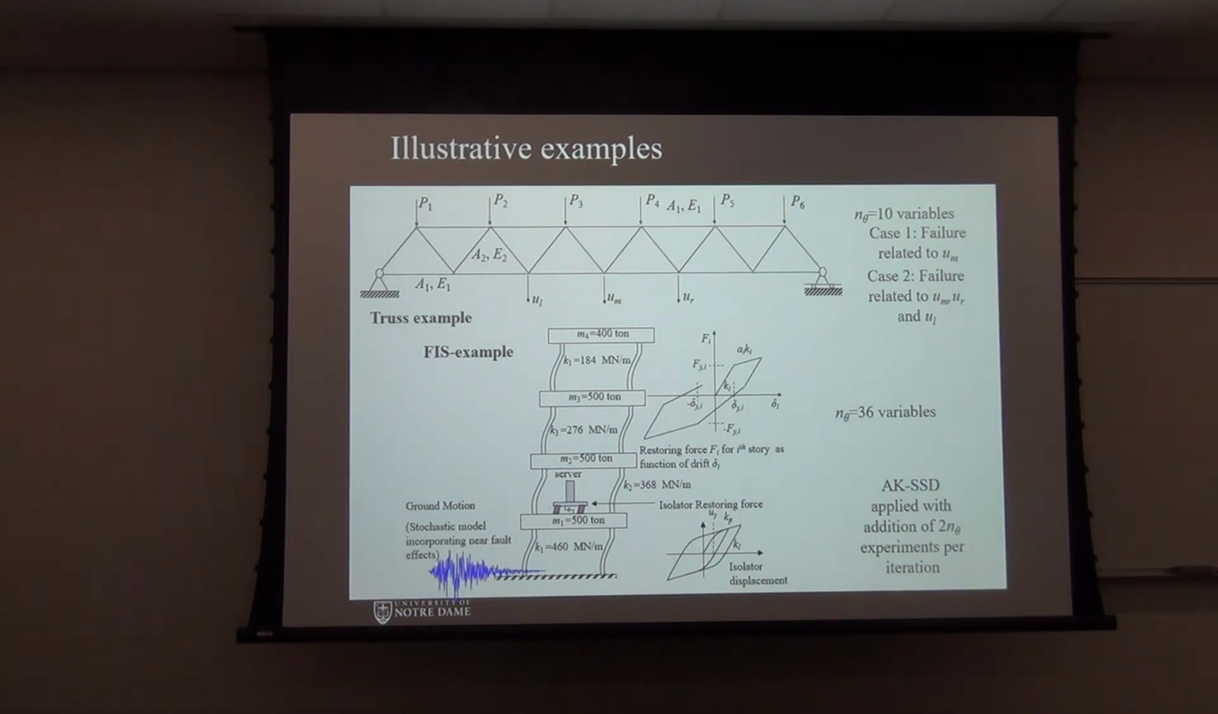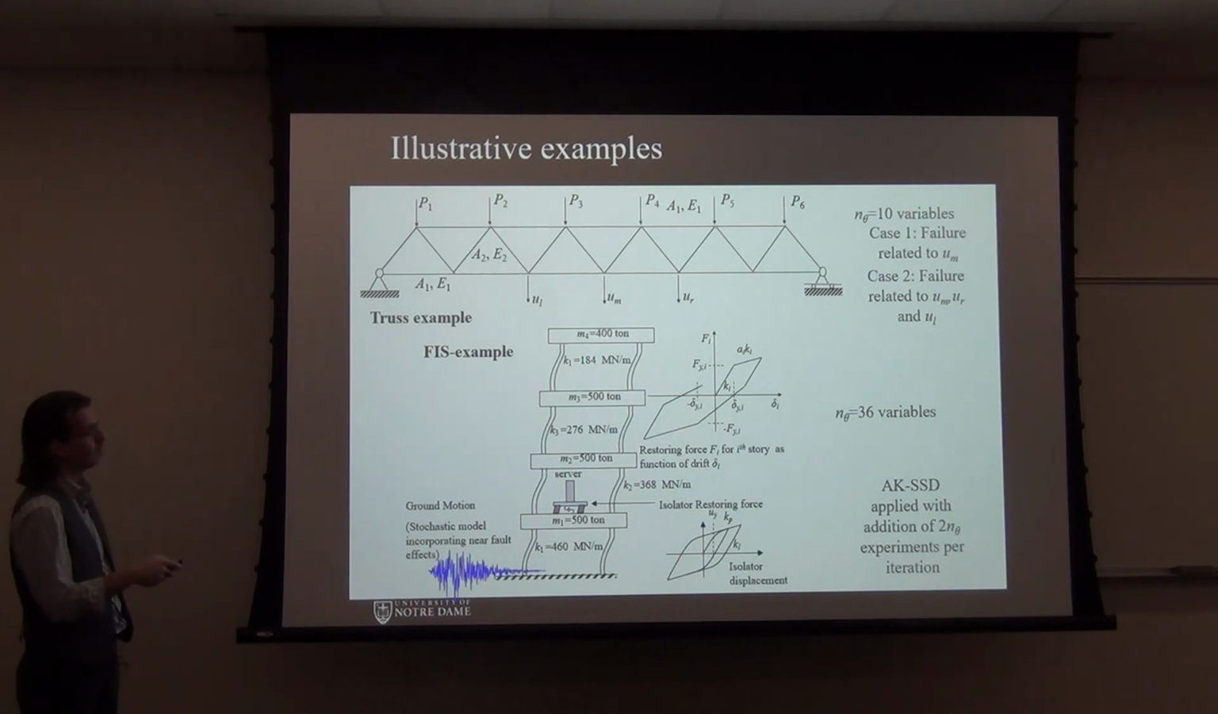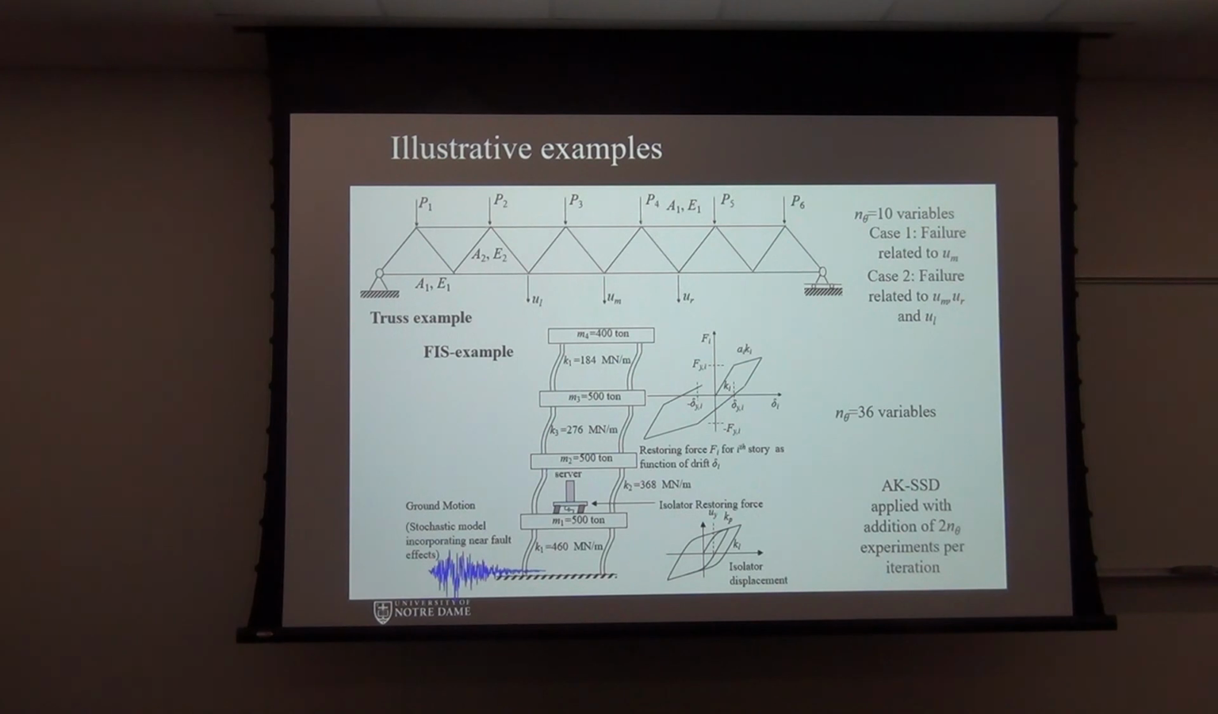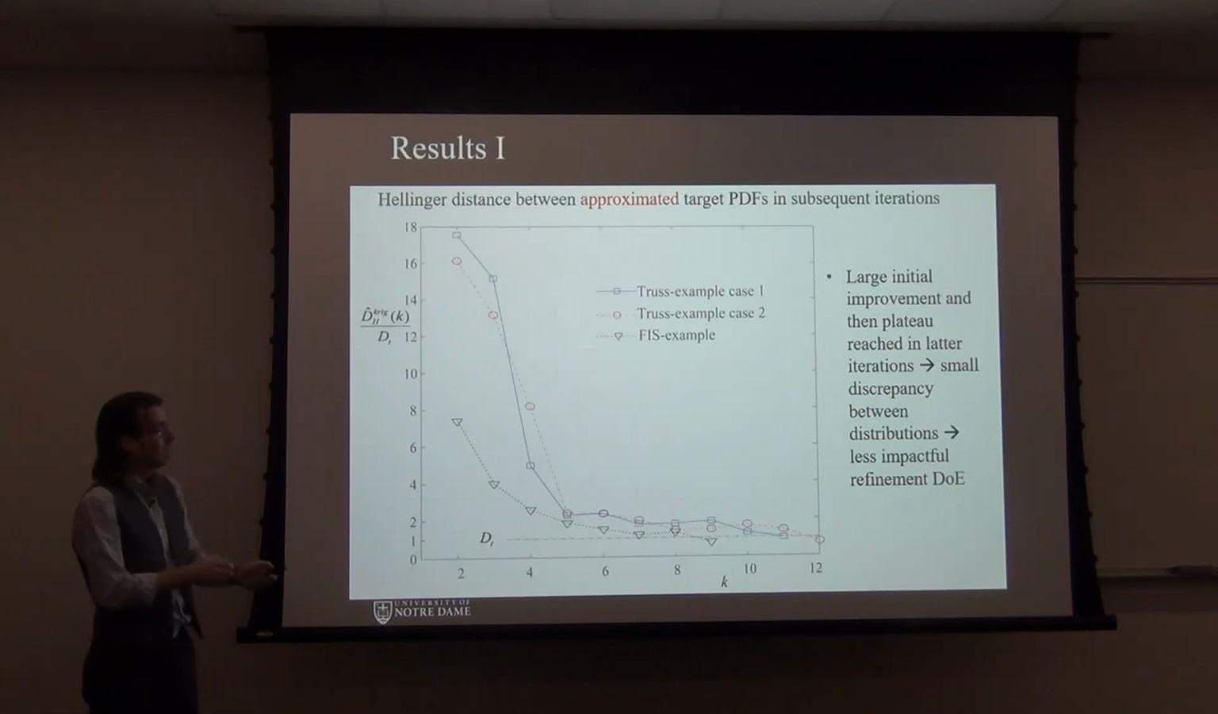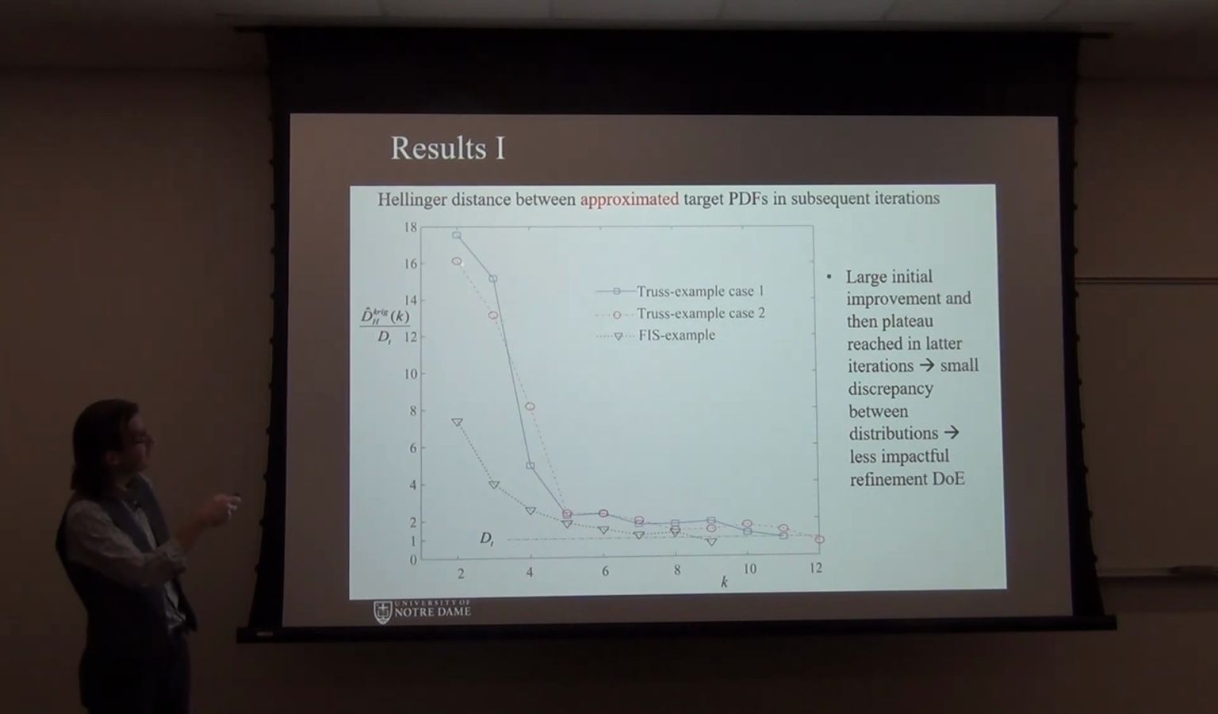we have two versions of the truss example. One when you are looking just at the response in the middle, and then we'll look at the response of different parts within the truss for defining what acceptable performance is, what failure is. You can see here on the three different examples how across the iterations of our implementation, the Hellinger distance between the approximate and the target PDF really reduces.